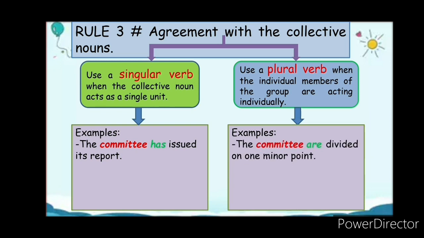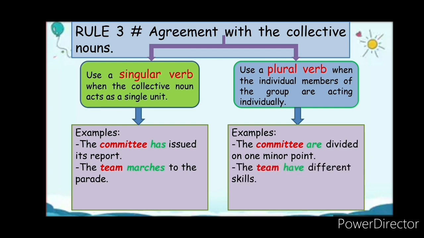On the other hand, the committee are divided on one minor point. Here, the individual members of the committee are acting individually. That's why the collective noun committee has been taken as plural here. Hence, you can see the usage of are. Next, the team marches to the parade. Here, the collective noun team again acts as a single unit. That's why singular verb marches has been used.